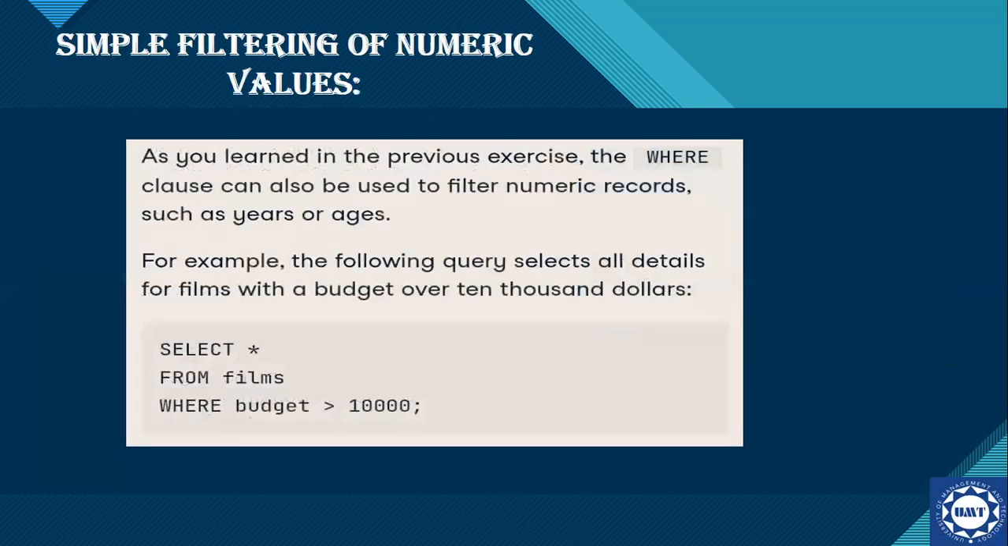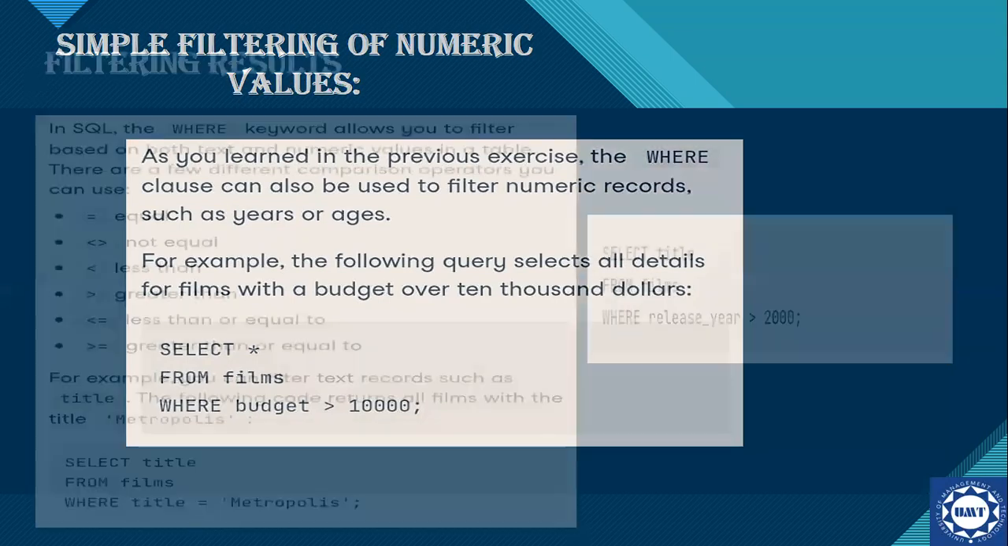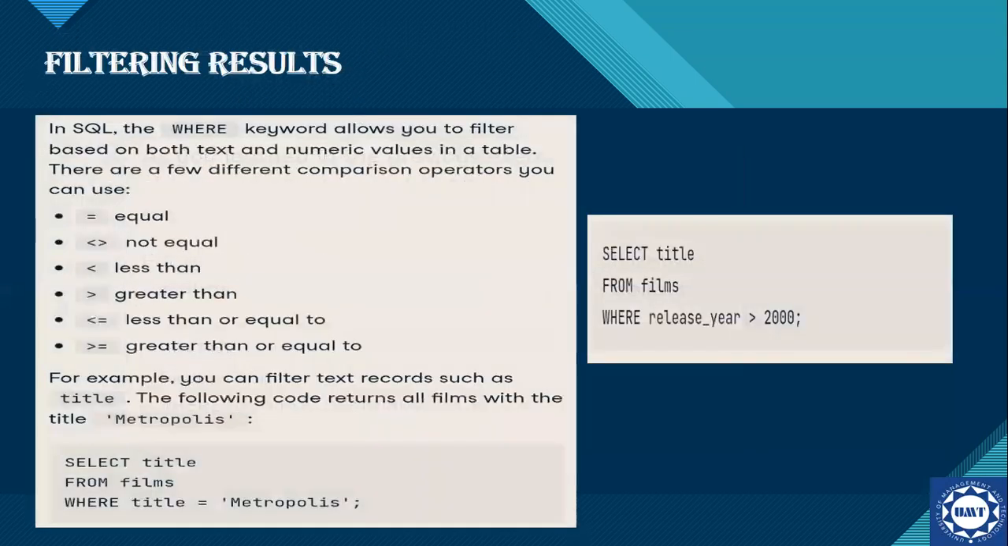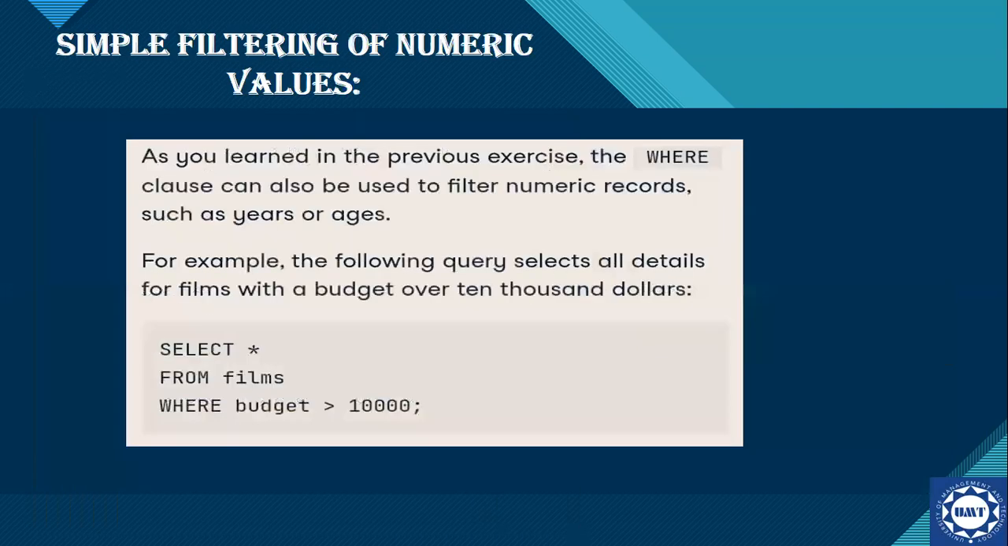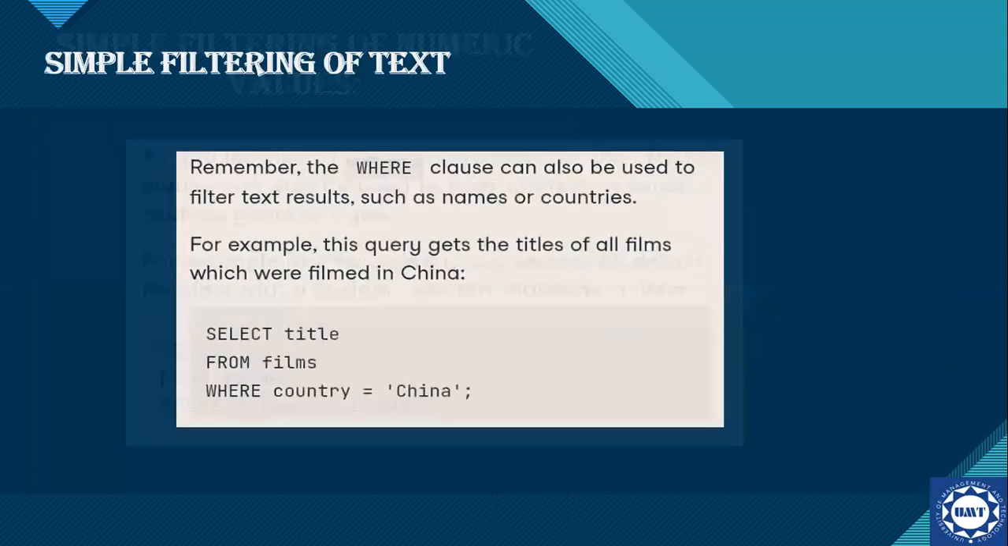Then simple filtering of numeric values. As I have told you in the previous slide, SQL can filter based on both text and numeric values. So it can also be used to filter numeric records such as years or ages. Simple filtering of text. Remember, the where clause can also be used to filter text results such as names or countries. For example, in the given query, you can see this query gets the titles of all films which were filmed in China.